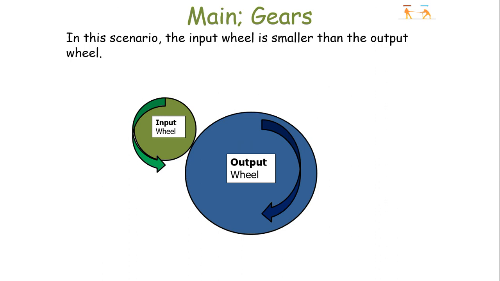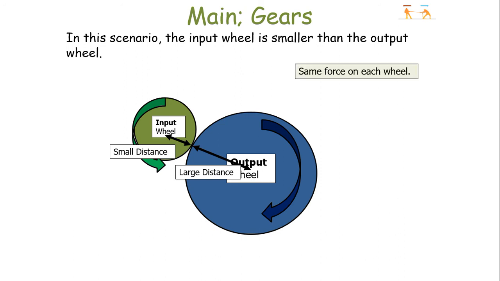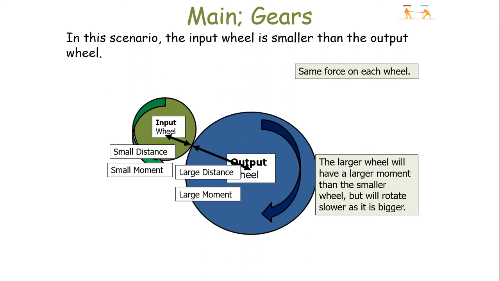Now let's look at the other way around. Let's look at the input wheel being smaller than the output wheel. Well, the small wheel has a small distance between center and edge, and the output wheel has a large distance between center and edge. So now, if the same force is on each wheel, due to Newton's third law, the small distance gives a small moment. Remember, moment equals force times perpendicular distance. The large distance gives a large moment. So now the larger wheel will have a larger moment than the smaller wheel, but will rotate slower because it's a bigger object, so it's going to be harder to rotate.